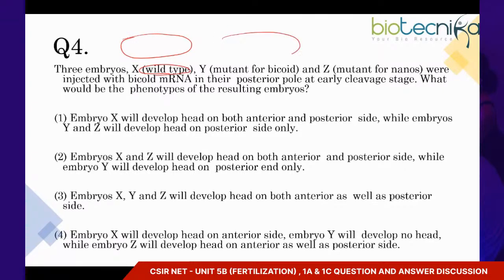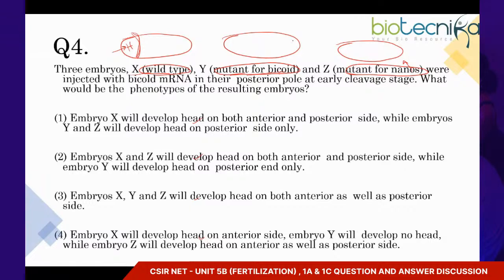Then we have the mutant for bicoid, that is B minus. And then you have another one which is mutant for nanos. Now in all of them, first understand where the head will develop, because this question is asking where the head will be developing. Wherever bicoid is there, the head will develop. So for X, it is wild type, the head will develop here, in the anterior part. So I'll just write head. Mutant for bicoid, head won't develop. Here head will not be there.